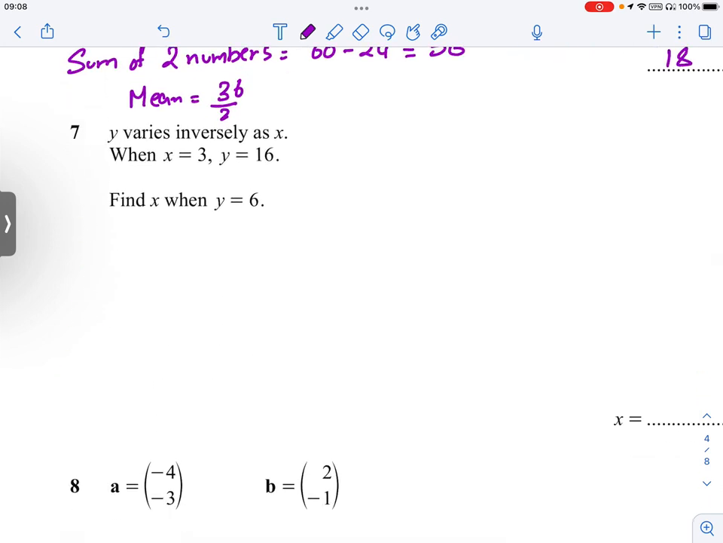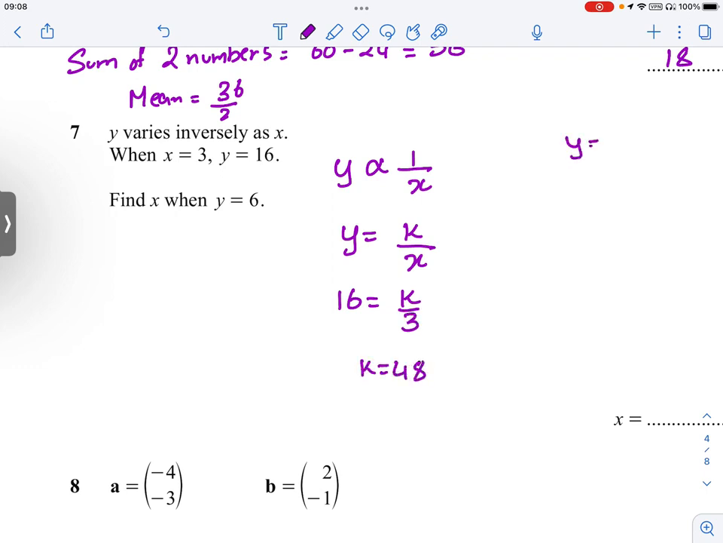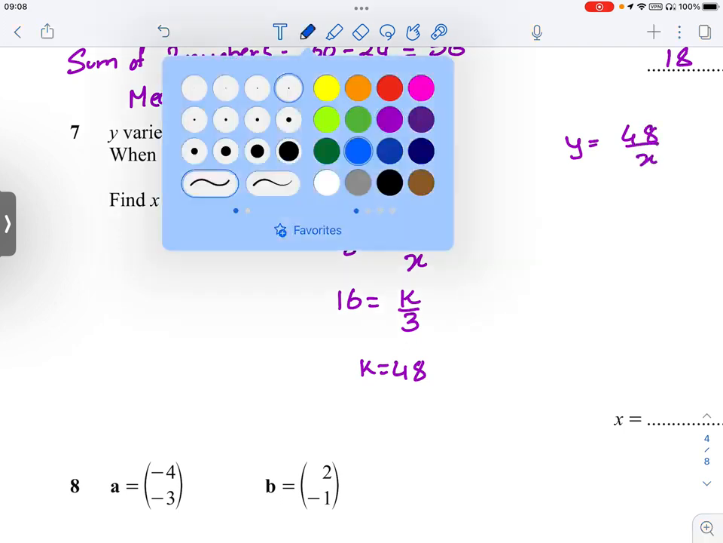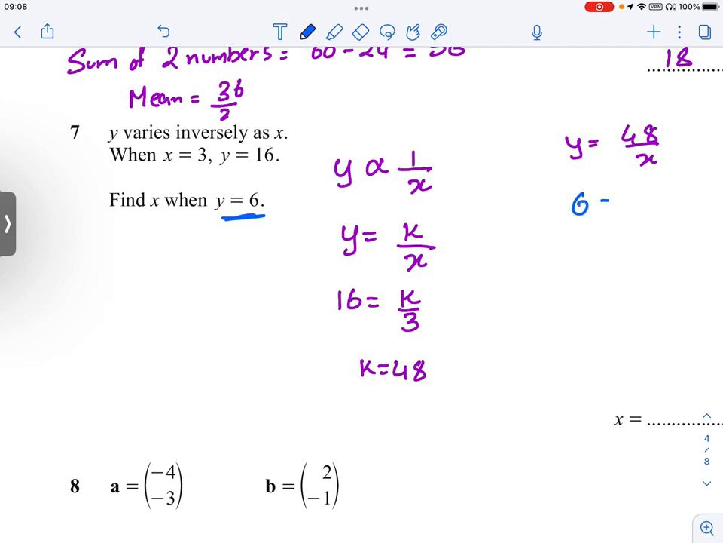Question number 7. Y varies inversely as x. So y is proportional to 1 upon x. So y equals k upon x. Now x is 3, y is 16. So 16 equals k upon 3, k equals 48. So what do I get? Y equals 48 upon x. Now he gave the value of y. Y value is how much? 6. So 6 equals 48 upon x. 6x equals 48. X equals 48 upon 6, which is nothing but 8.